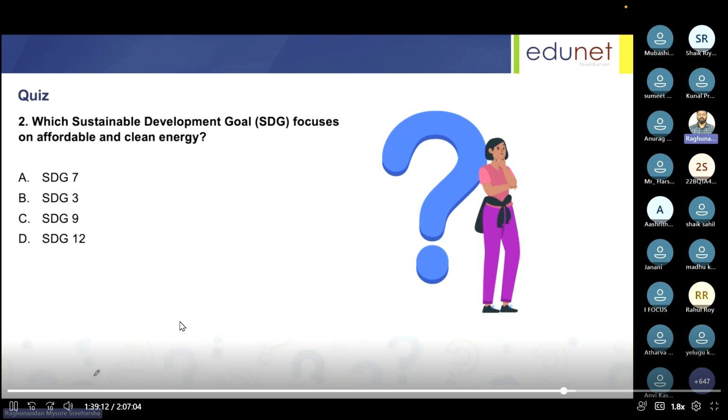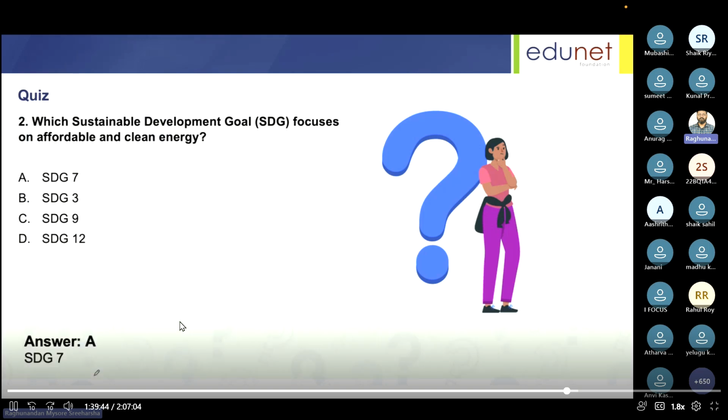So next question, look at this. Which sustainable development goal focuses on affordable clean energy? I don't know whether you were able to look into that or not. Is it SDG 7, 3, 9, or 12? No idea. Okay, even that's a good answer, right? Because the slide I could not pass, it was a GIF file and it was moving.